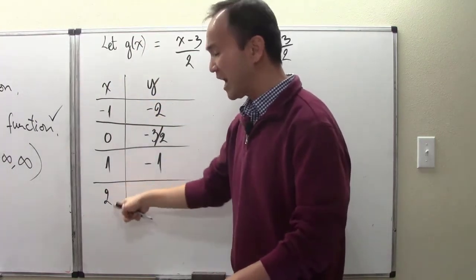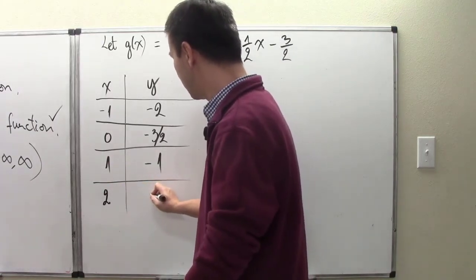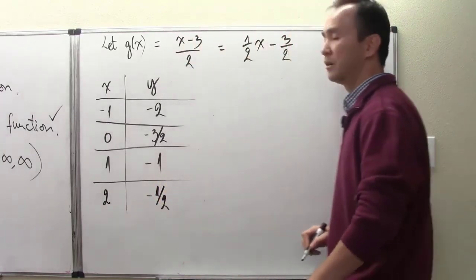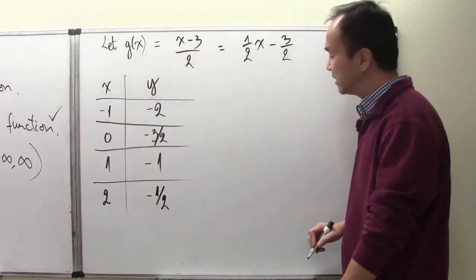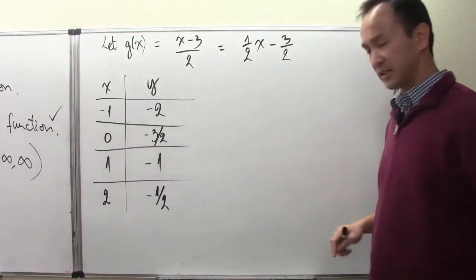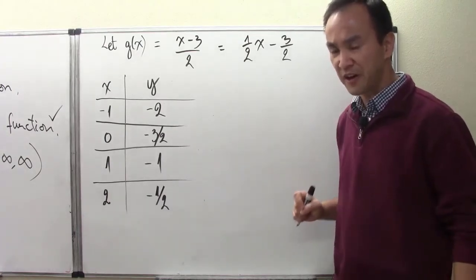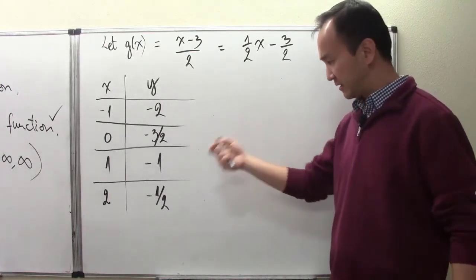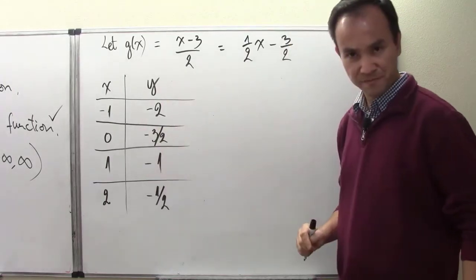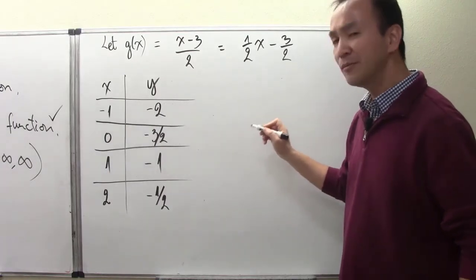Okay, so now when the input equals 2, we come out with output negative 1/2. All right, so these are a few input and output values again. Again, there is nothing special about this function. It's just like any other function where you can give an input and get an output. Give an input, get an output.